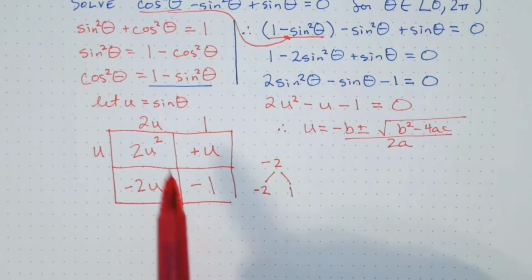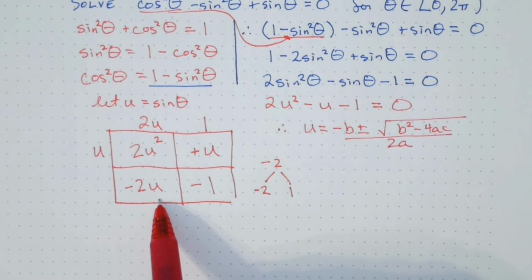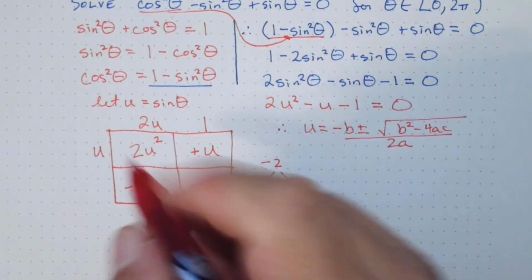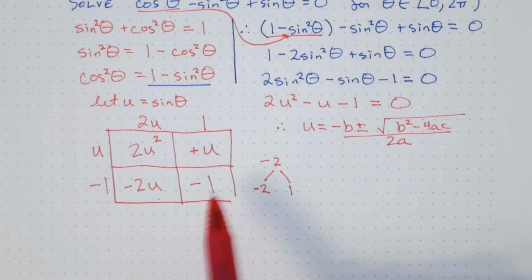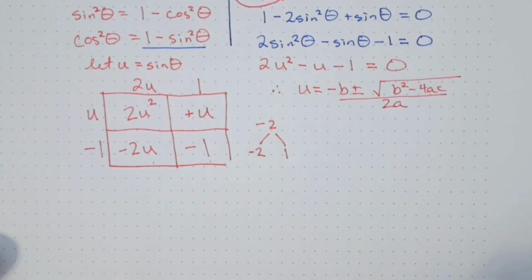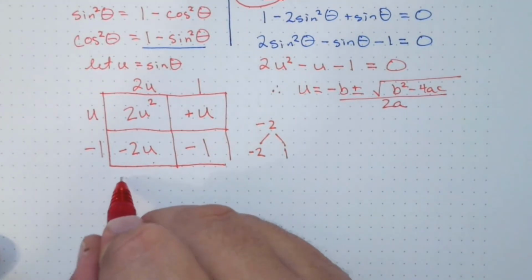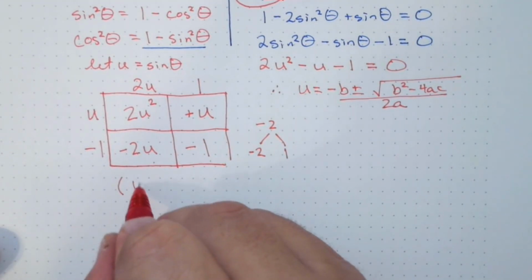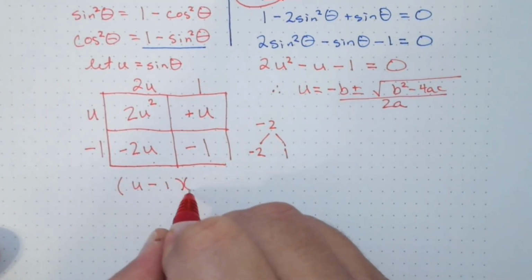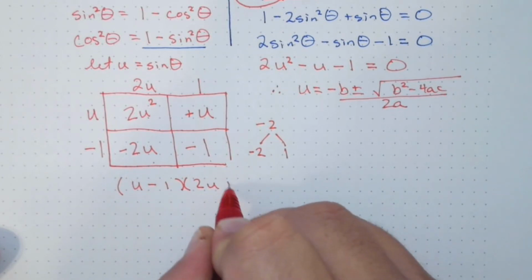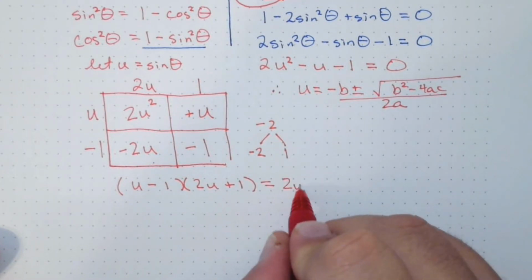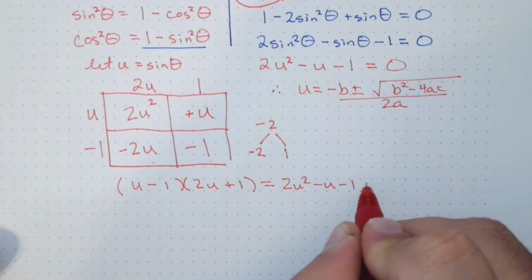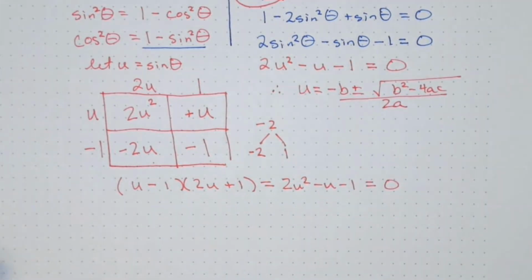I might not have one, so I say 2u times what equals negative 2u. And that would be negative 1. And I need to verify that negative 1 times 1 is negative 1. And that works. All right? So using that factor method, I can say that u minus 1 times 2u plus 1 is going to be equal to 2u squared minus u minus 1, and I need to solve for that being equal to 0.